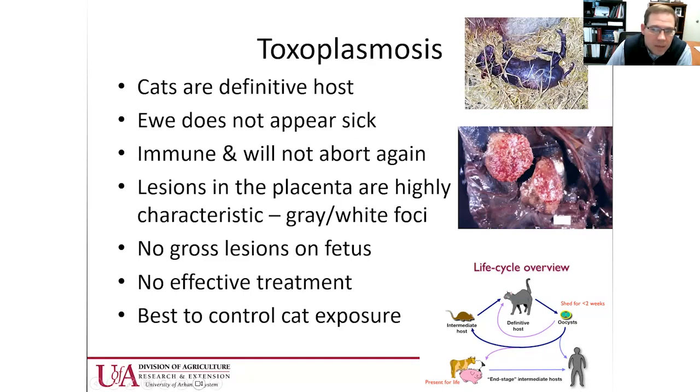It looks like a normally formed fetus. And then we get this kind of gray white lesion on the cotyledon on the placenta. So that's one thing to look for if you see an aborted fetus or an abortion from one of your animals. We really don't have a treatment here. The antibiotics that I mentioned before for the other two are not effective against this bug. This is a protozoal bug, and antibiotics won't help here.